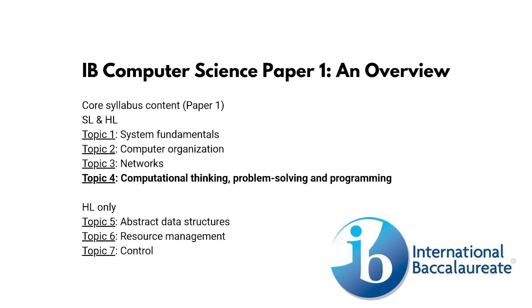So here's an overview of the IB Computer Science Paper 1 syllabus. The core syllabus content consists of both SL and HL listed out here. If you are only an SL student, then you will only be covering topics 1 to 4, whereas if you're an HL student, you'll be covering topics from 1 to 7. And we will be focusing on topic 4, computational thinking, problem solving, and programming first.